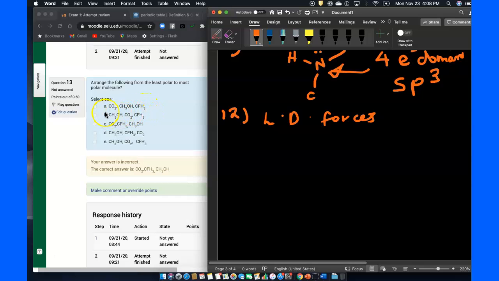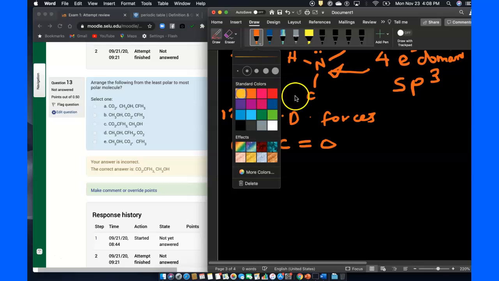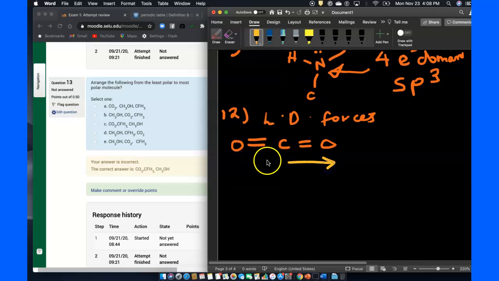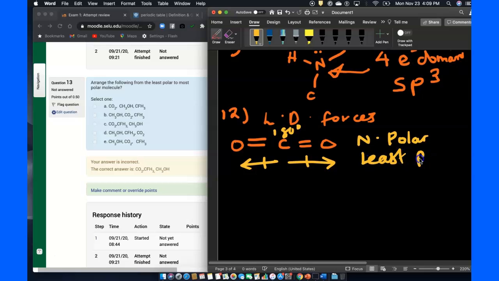Let's see. Yeah, let's draw the structures. We're going to find out. So you see, that's CO2. For polarity, we consider dipole moments pointed towards the more electronegative element. You see, this is 180 degrees, so they are cancelling out. If they are cancelling out, this is completely non-polar. So this means CO2 is the least polar. So let's look at our answer. We have to start from the least to the most, so the answer is either A or C.